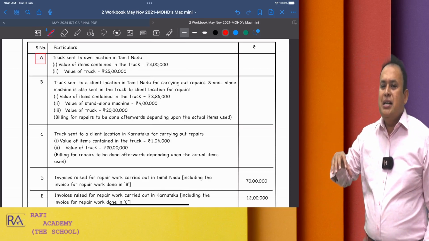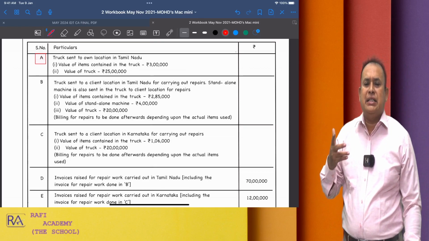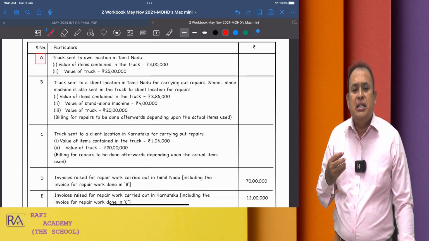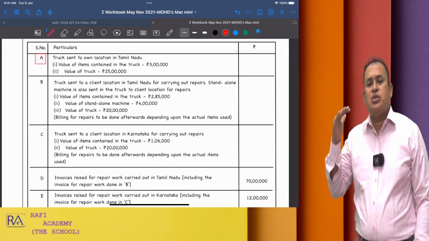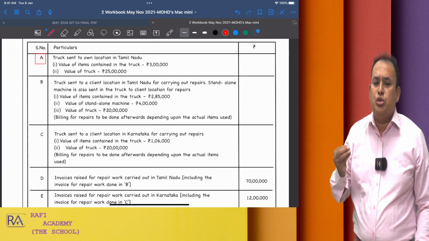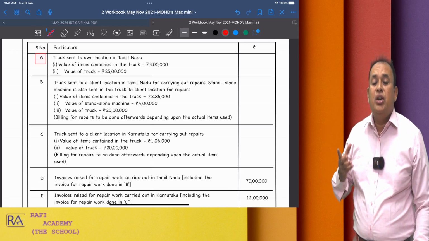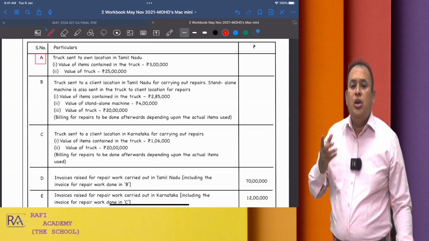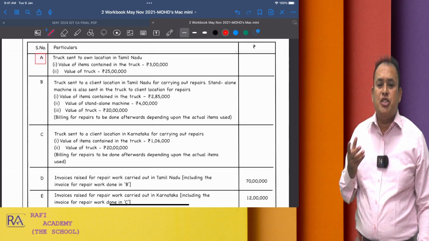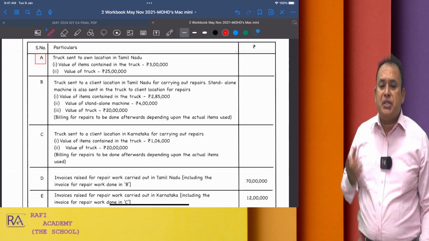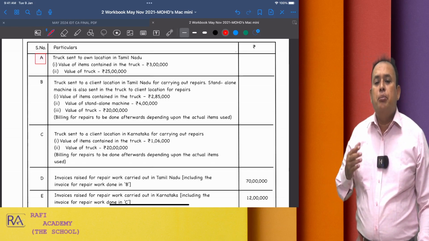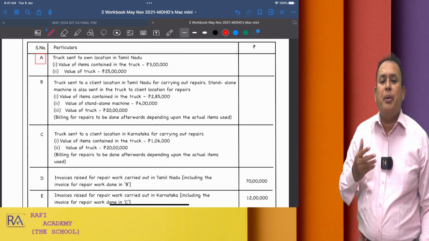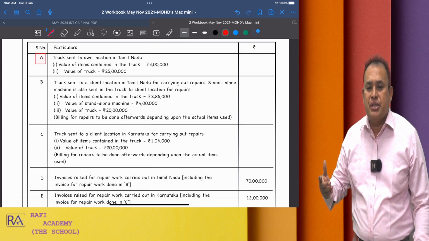Item B. Truck sent to client location in Tamil Nadu for carrying out repairs. Standalone machine is also sent in the truck to client location for repairs. Value of items contained in the truck: 2,85,000. Value of standalone machine is 4 lakh. Value of truck: 20 lakhs. Billing for repair to be done afterwards depending upon the actual items used.